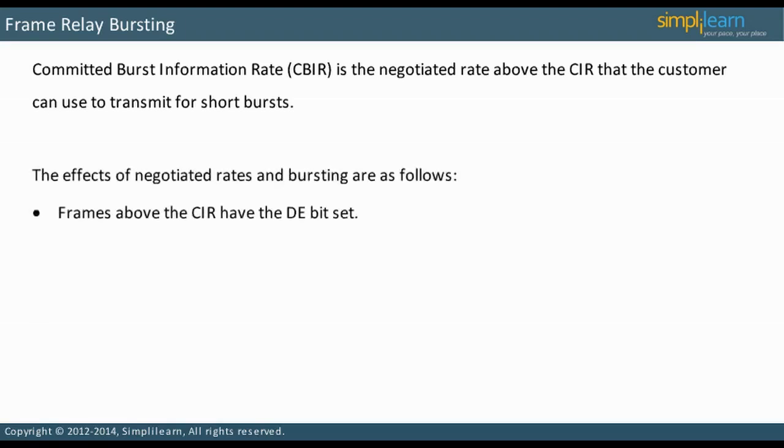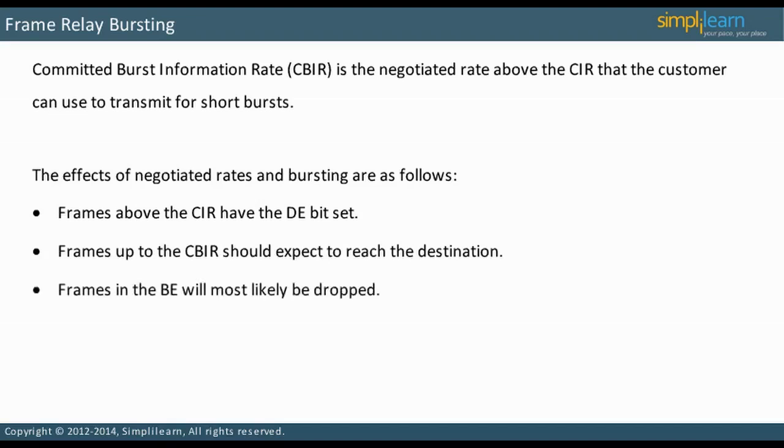As frames are transmitted, the DE bit is set in frames above the CIR. Frames up to the CBIR should expect to reach the destination. However, BE frames will most likely be dropped. Let us now discuss the dynamic and static mapping.